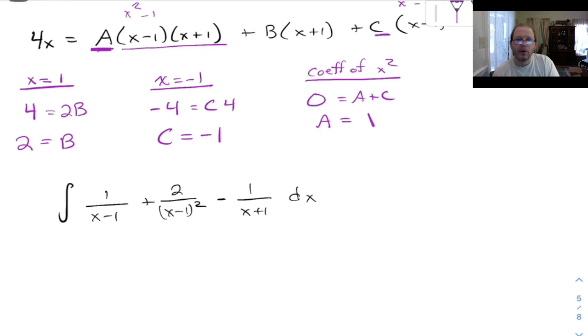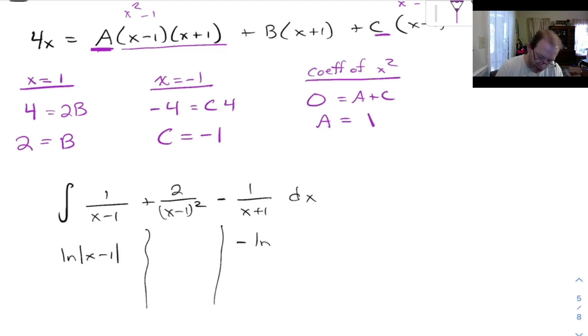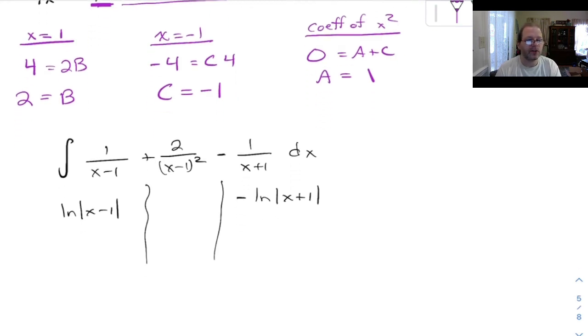All right, so two of these are a breeze to integrate. This one is going to give you ln of (x minus 1). This is going to give you minus ln of (x plus 1). And the one in the middle is going to give us, let's see, I'm going to come over here to the side and do a u-sub on it. You know what, that's what I'm going to do.